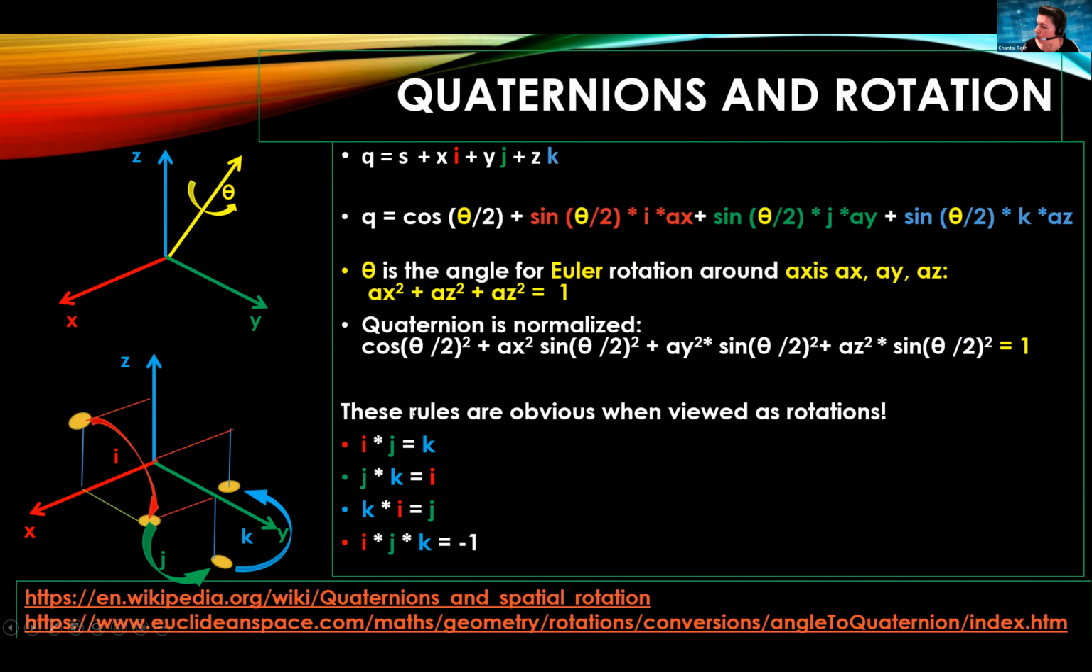Yeah, so now, once you see that I and J and so on are just rotations, these rules are obvious, because when you first rotate around the X-axis, and then around the Y-axis, well, of course, you get minus, you could get -1. So it actually, I think it should be -k. Yeah, so these rules are kind of obvious when you look at it that way.